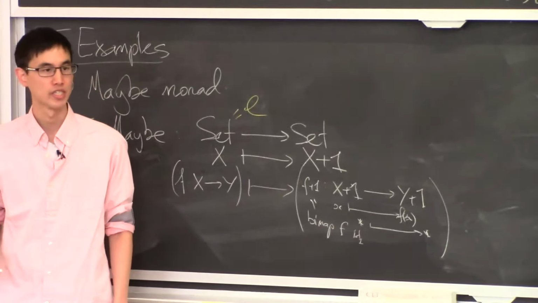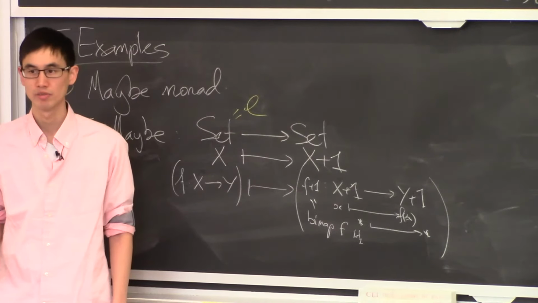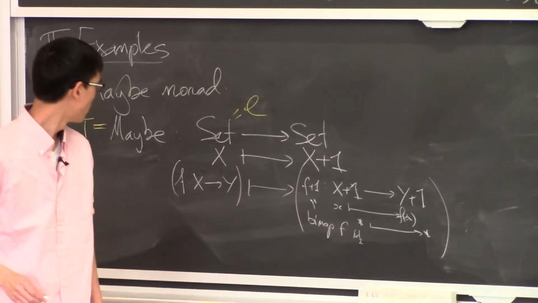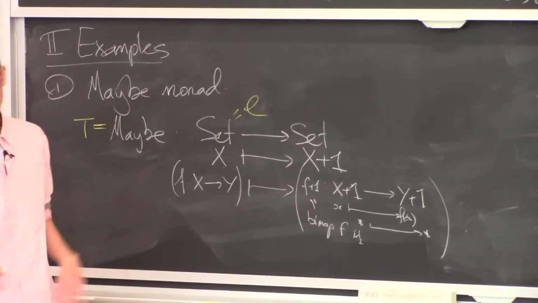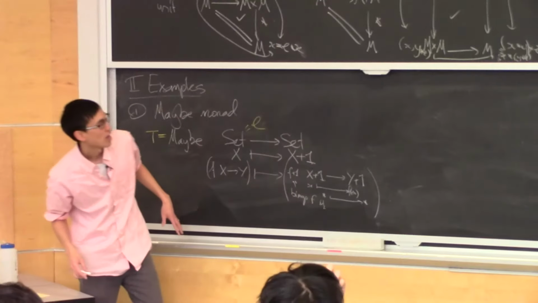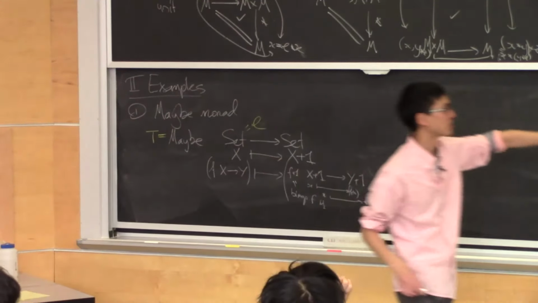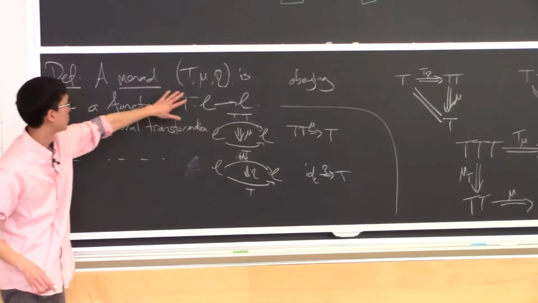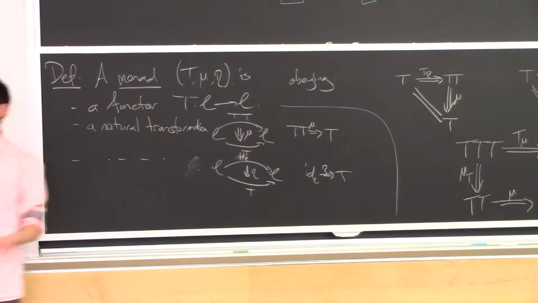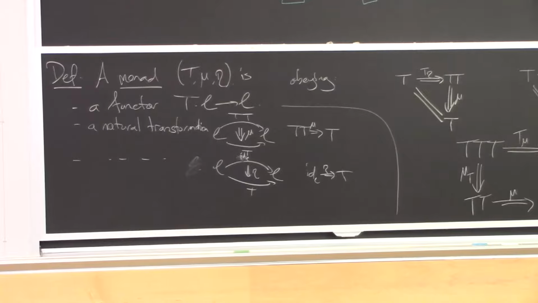I saw a question. Is that still around? No. OK. So that's the functor part of the maybe monad. But this data structure requires two more things, right? It requires a multiplication and a unit, similar to the definition of a monoid. So what do these look like?